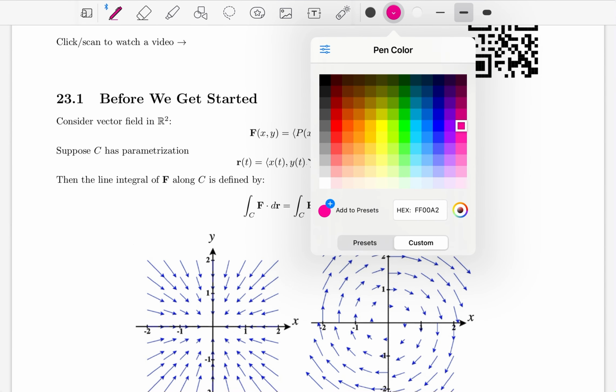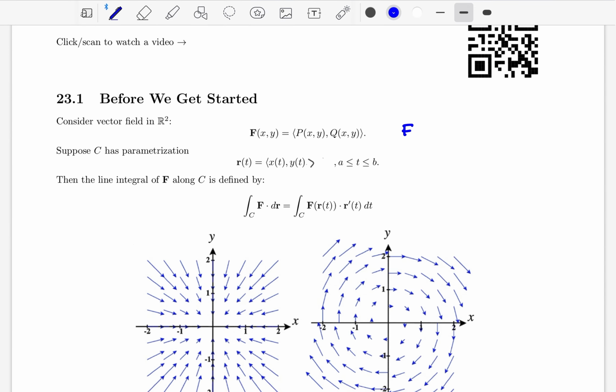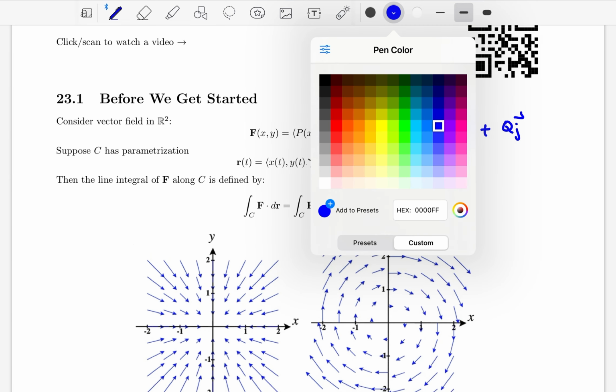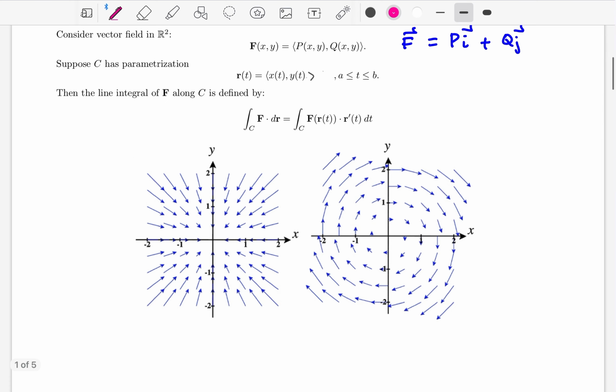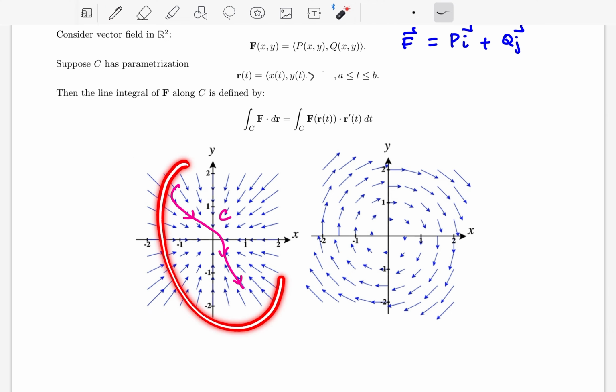Another way of writing this is saying that F is equal to P in the direction of i plus Q in the direction of j. Now, if I have a curve in my vector field, let's say this is C, then I'm assuming that I can write it in terms of t and only t, meaning that the position at any time t is given by this parameterization that depends on t and only t.